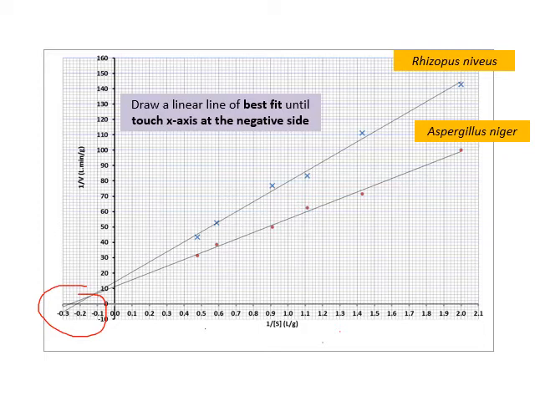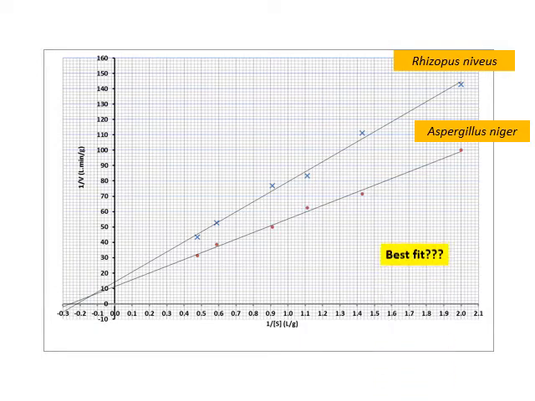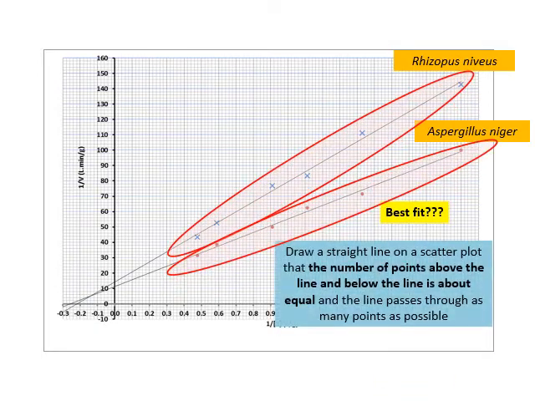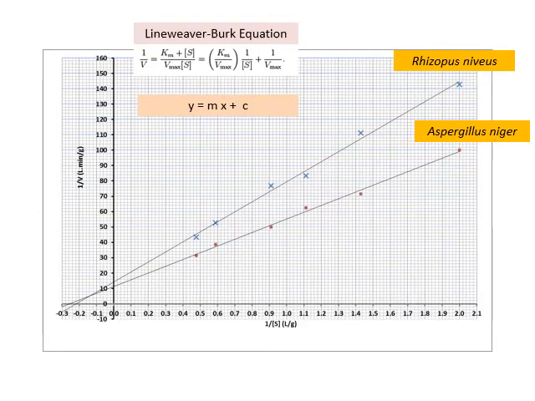Okay, right. Then, so this is the definition of best fit: draw a straight line on the scatter plot. So this is the model, in which the y-axis is 1 over V, the x-axis is 1 over S, so the slope would be Km over Vmax, and the intercept would be 1 over Vmax.